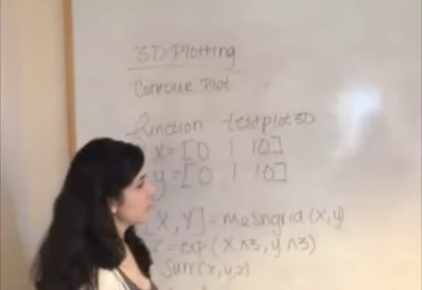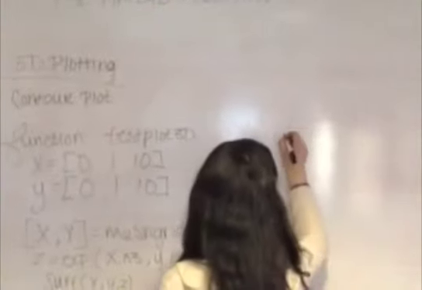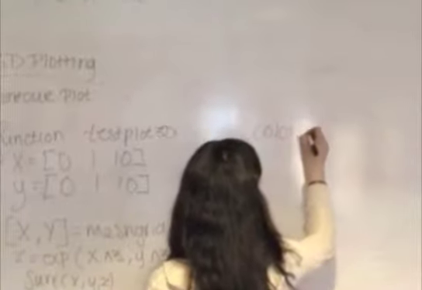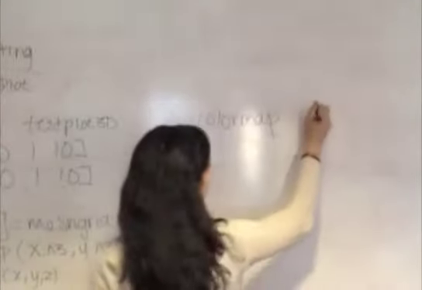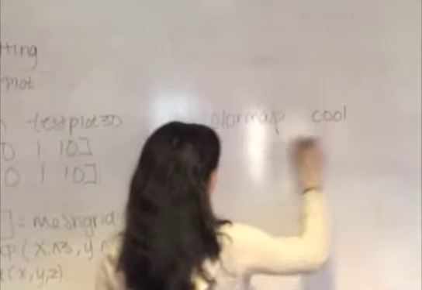If we want to change the color of the contour plot, we can go back in here and we can insert another line of code saying colormap. And if we want to change the colors to be, I think it's purple and blue, we can change it to colormap cool, and that will change the colors.